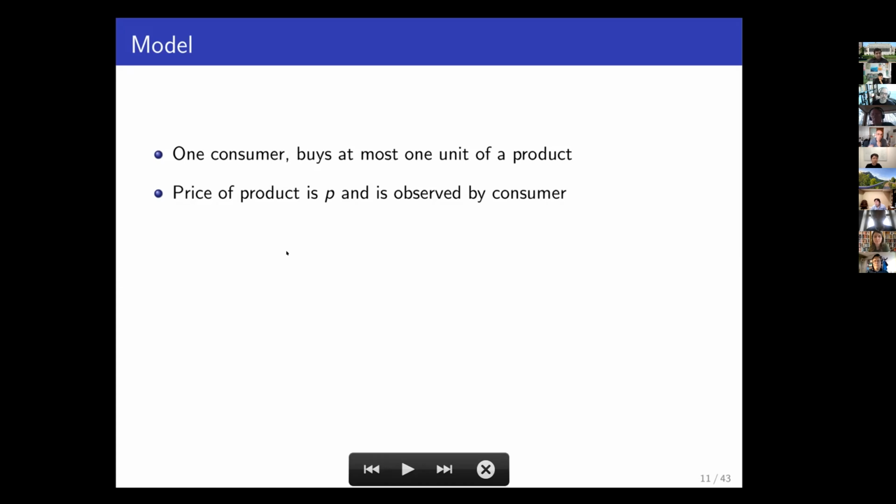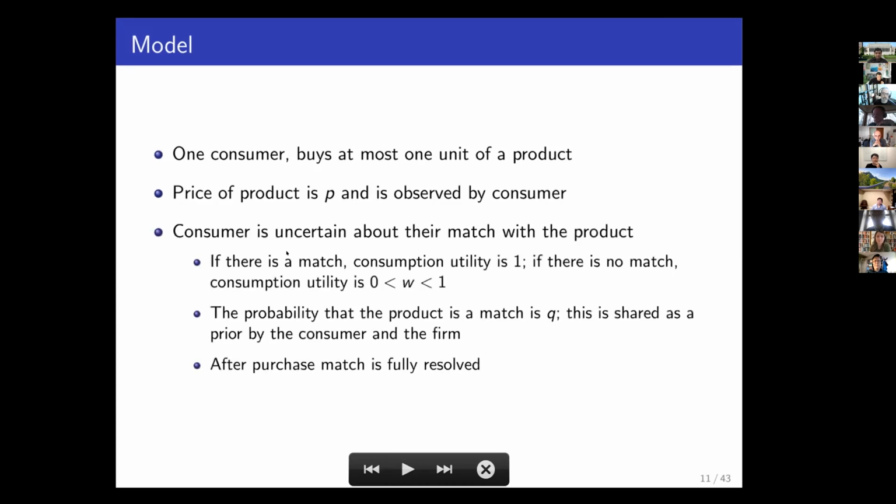So, going to the model. It's a very simple model actually. There's one consumer who buys at most 1 unit of a product, and there's a price of the product, which is P, and the price is observed by the consumer. Okay, so the problem is the match.